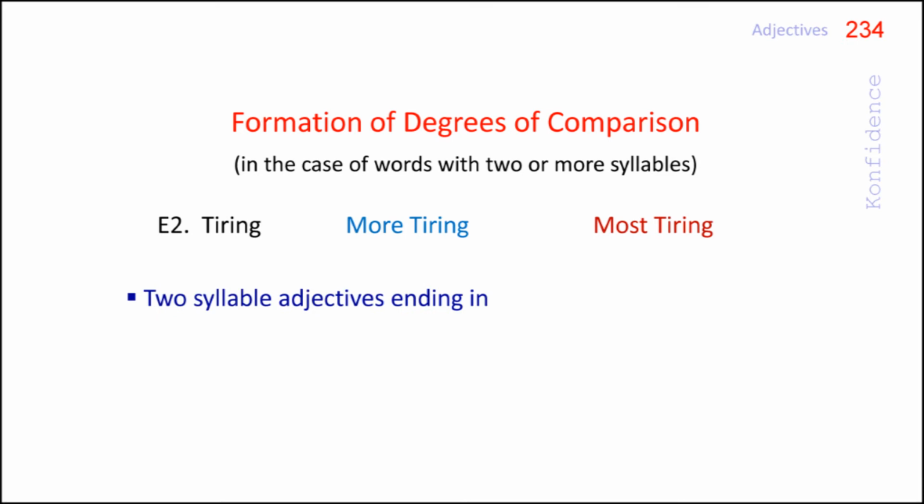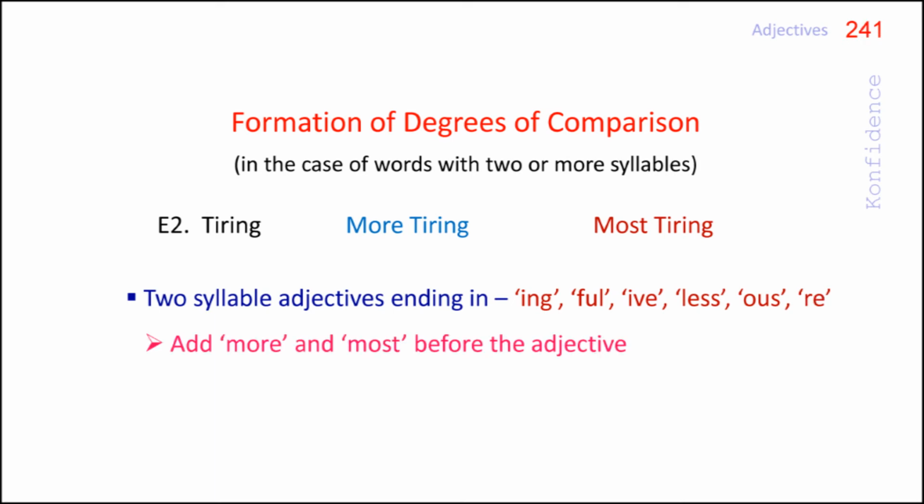Two-syllable adjectives ending in ing as in tiring, ful as in faithful, ive as in active, less as in careless, ous as in precious, and re as in meager usually take more and most before them. Example 2 shows this.